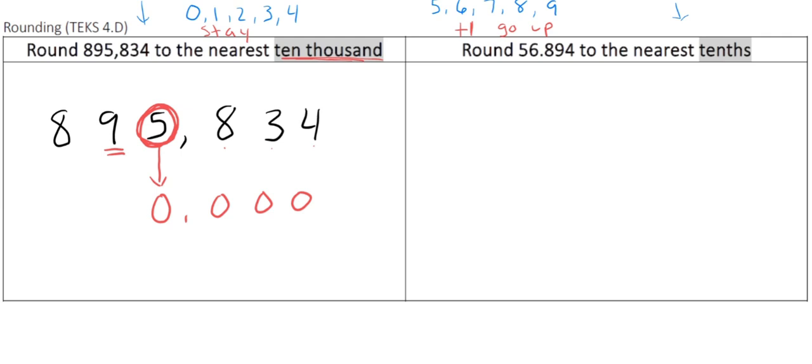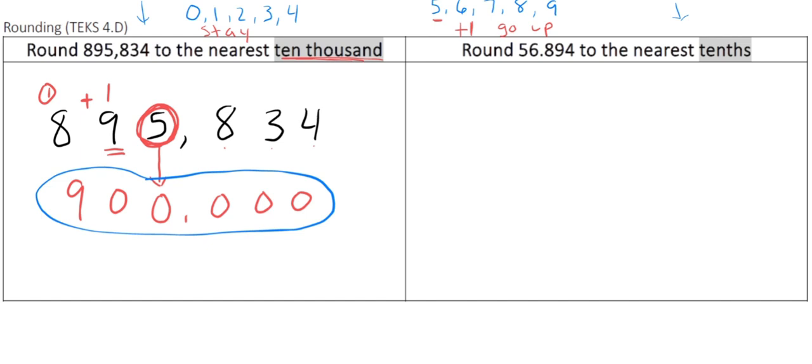Now I look at my balloon, and my balloon is a 5. That means I need to go up or add 1, but I need to do that to the number I underlined. So I'm going to add it there. Now I will say 9 plus 1 equals 10, so I need to regroup. 8 plus 1 equals 9. So that's my answer for that one here.